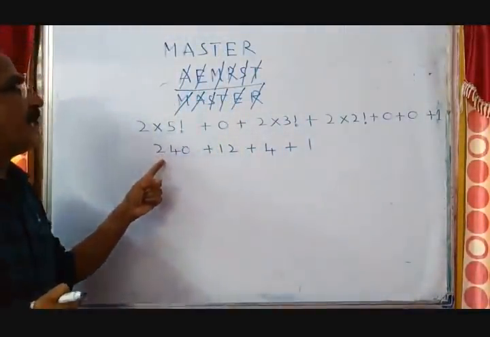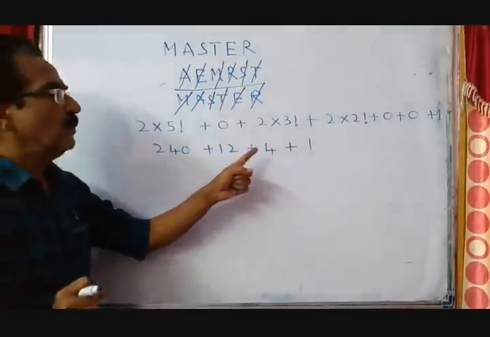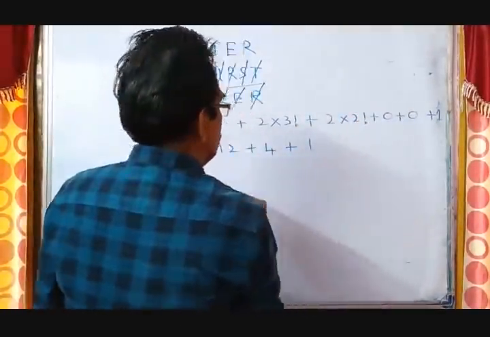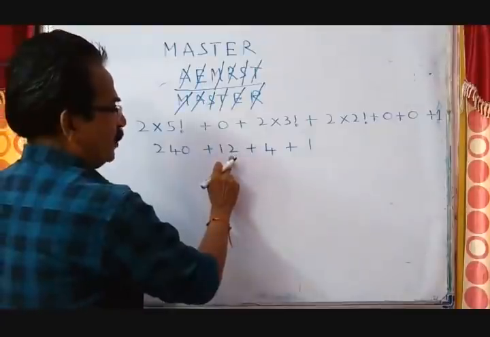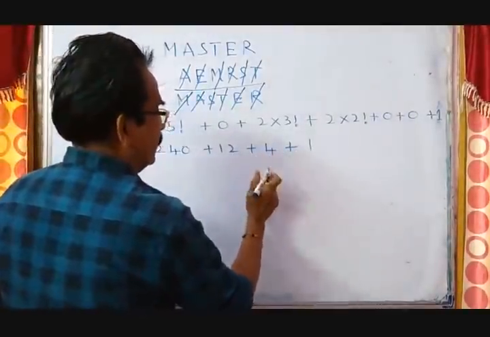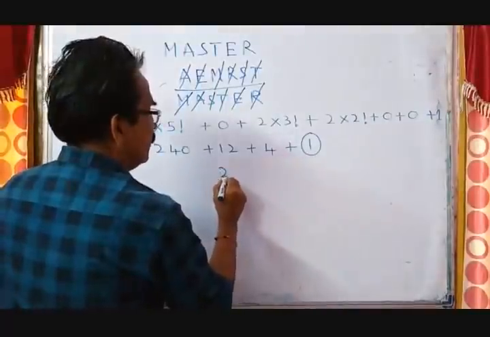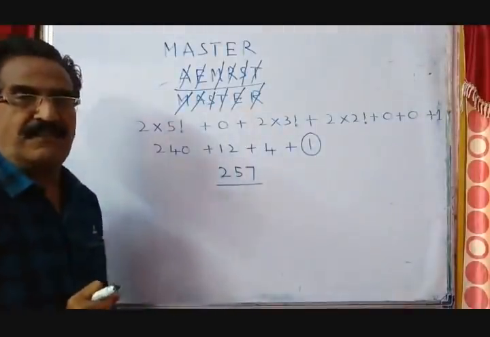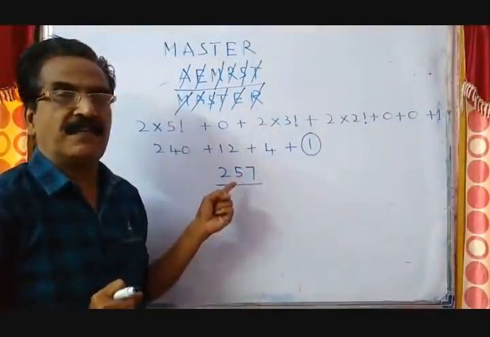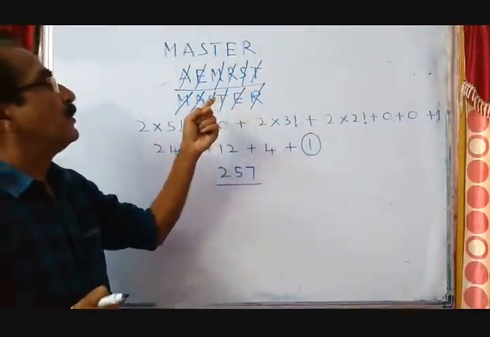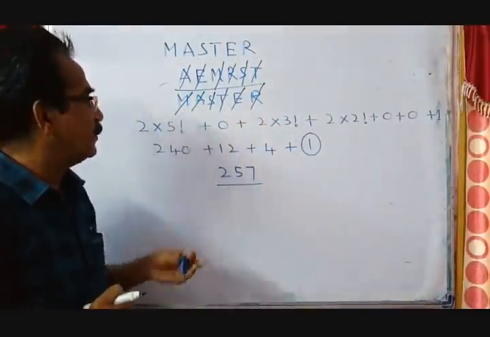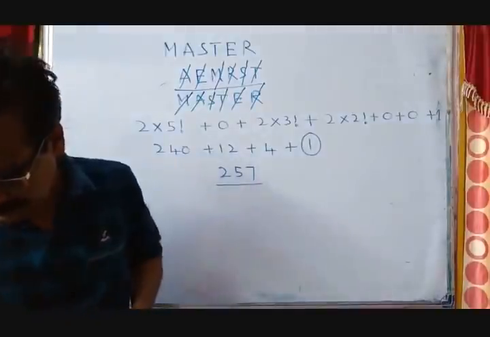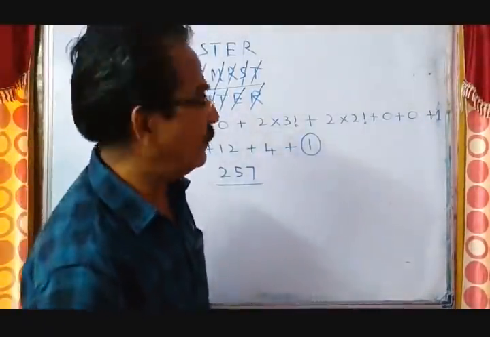So 240 plus 12, 252, 252 plus 4, 256, 256 plus 1, so 257 is the rank of the word master. Okay friends, 257 is the rank of the word master. So I hope you understand the problem clearly. Okay friends, now let us see one more problem.